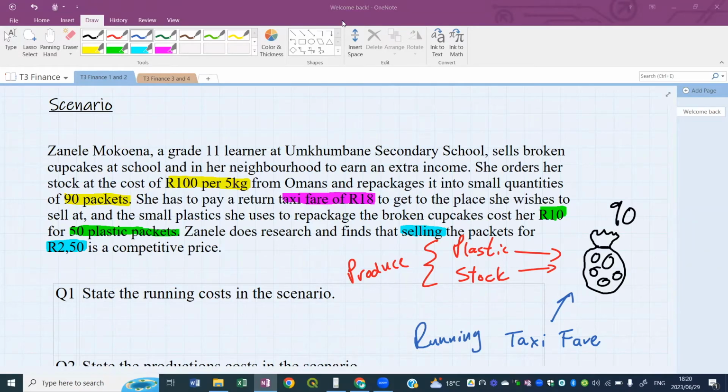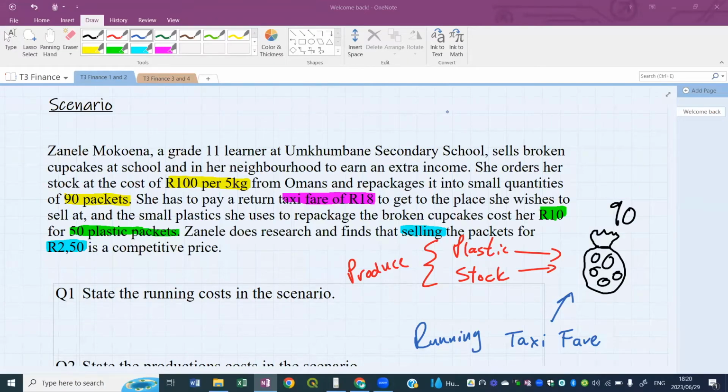So we've got two different costs here: the production costs and the running costs going into this. Now, this is why I said to you, it's so easy to work out a profit if you just have production costs. Because if you know how much it costs you to produce this packet of goods, you just have to increase your price to higher than your cost price, and you will start to make a profit.